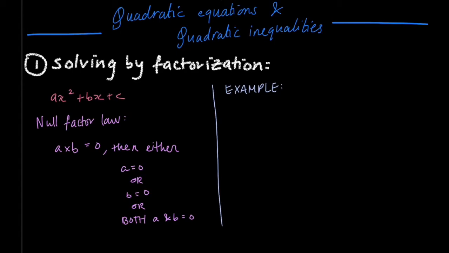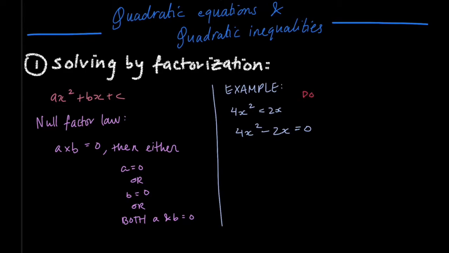Okay, let's look at an example. Let's say we have a quadratic equation 4x squared is equal to 2x, and we need to find the solution by factorization. So what we can do is first rearrange the equation so that all the common terms are together. So we'll do 4x squared minus 2x is equal to 0.